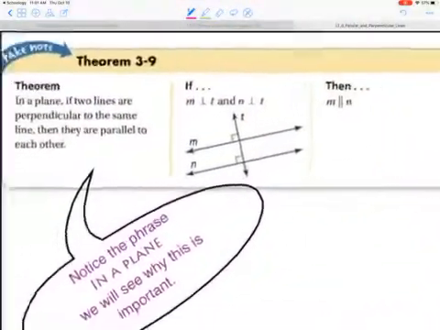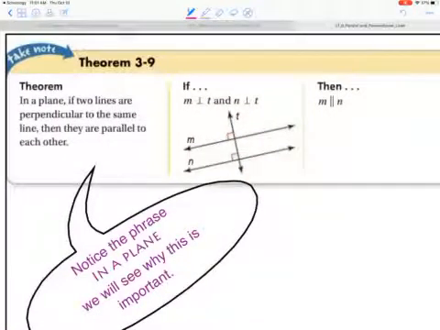We have another theorem that we're going to add. It says in a plane, if two lines are perpendicular to the same line, then they're going to be parallel to each other. You can see that M is perpendicular to T, N is perpendicular to T. So because they are both perpendicular to the same line, as long as we're working in the same plane, they will be parallel to each other. Pause the movie, add that to your handbook, and press play when you are finished.